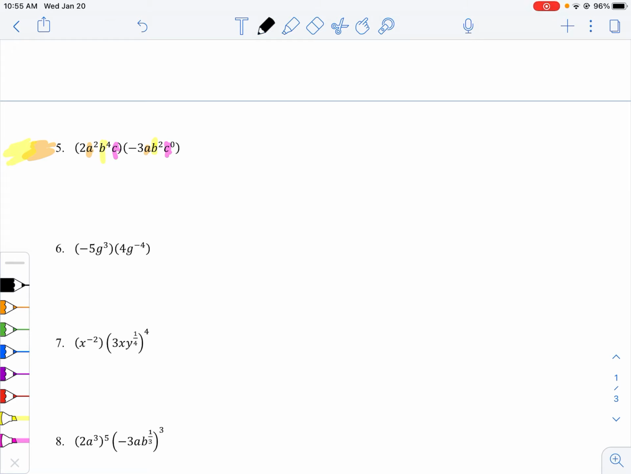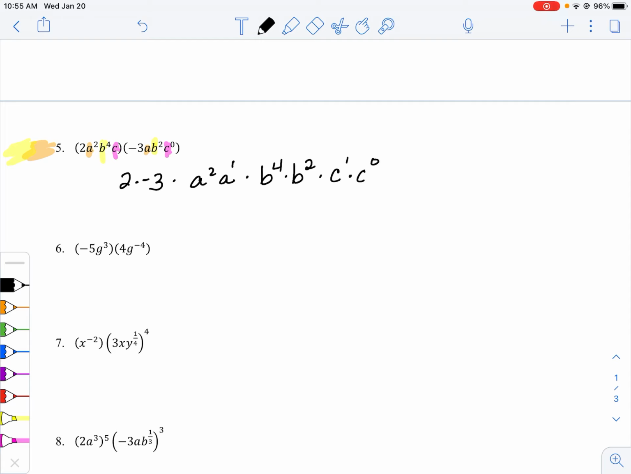So I think the easiest way to do a problem like this is to group the terms or the pieces together. So multiplication is commutative, which means you can reorder it. So I'm going to reorder it so that the coefficients are together, so that the a's are together. I'm going to go ahead and add a power of 1 to that second one so that the b's are together and so that the c's are together.